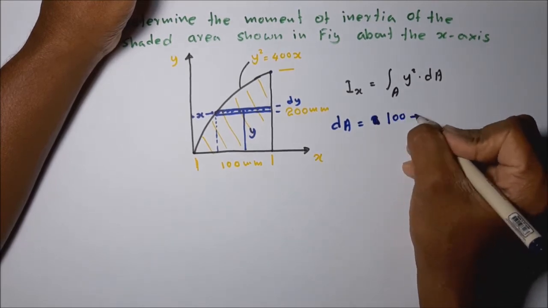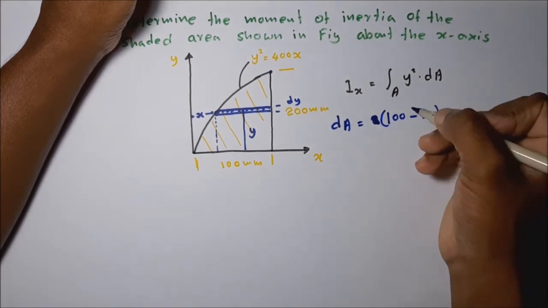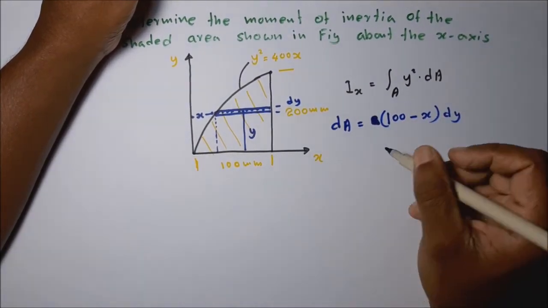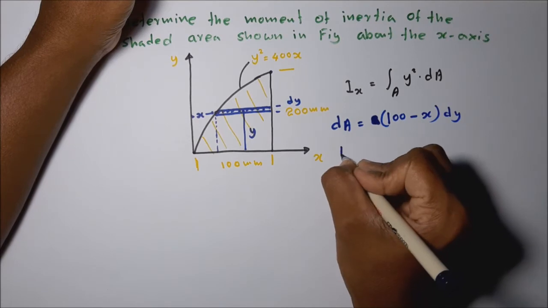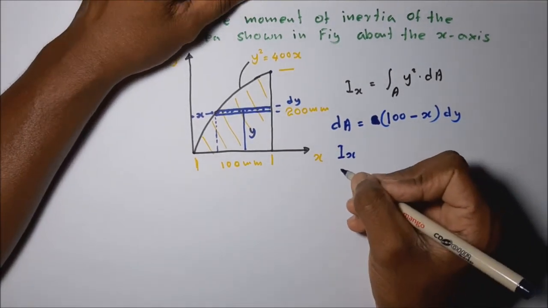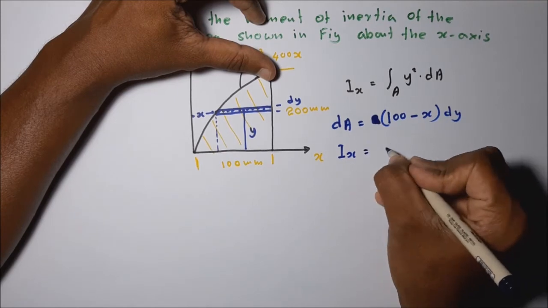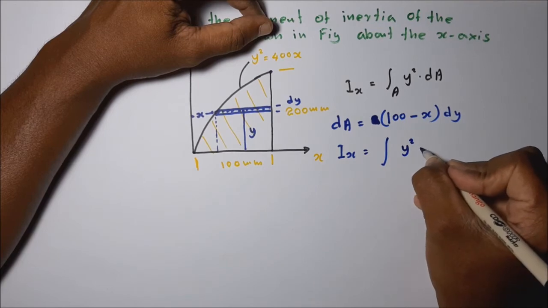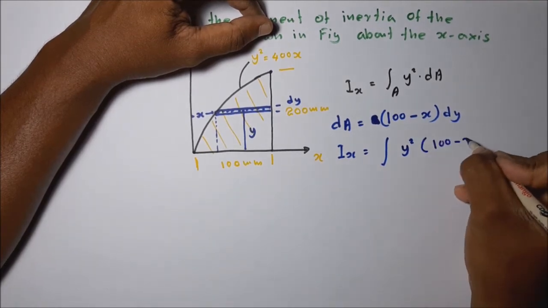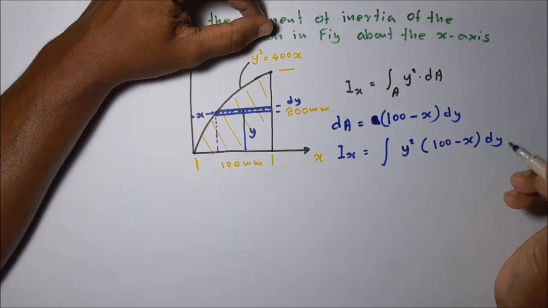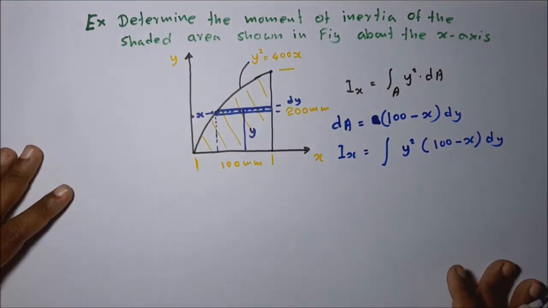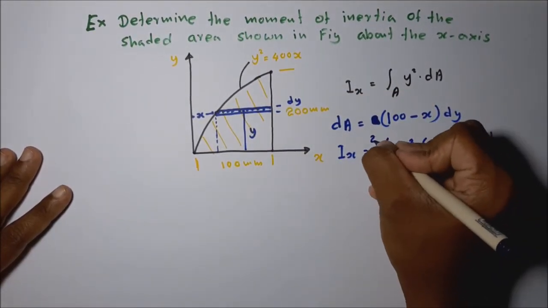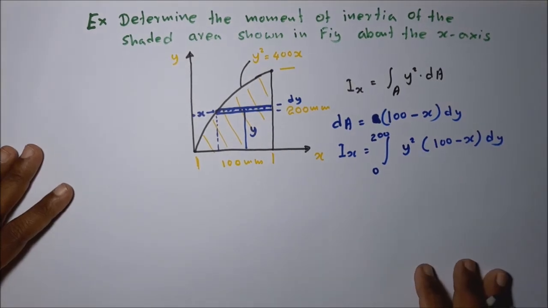100 minus x into dy. So I'm going to substitute in this equation. Ix is equal to the integral of y square into (100 minus x) into dy. How can we vary y to cover the entire surface area? From 0 to 200.